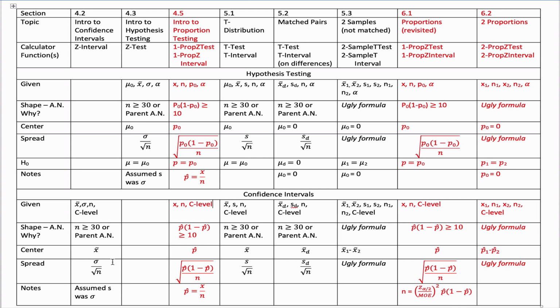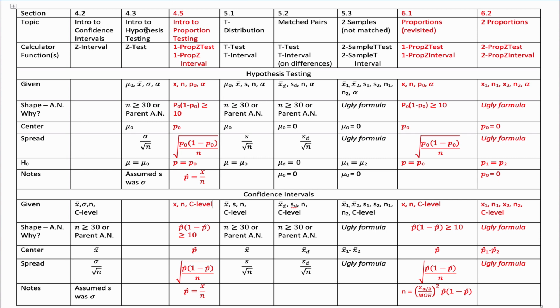And then when you were drawing the picture, I had you state shape, center, and the spread. The center was x bar, your sample average. And the spread was sigma divided by the square root of n. This is your standard error down here. And for the sake of drawing the picture, you throw x bar in the middle, and then the 2 points given out of your z interval function on your calculator describe your confidence interval. And that's how we first learned about confidence intervals.